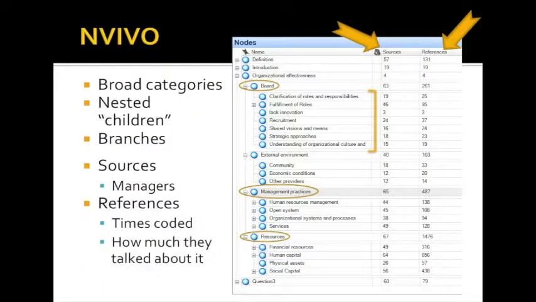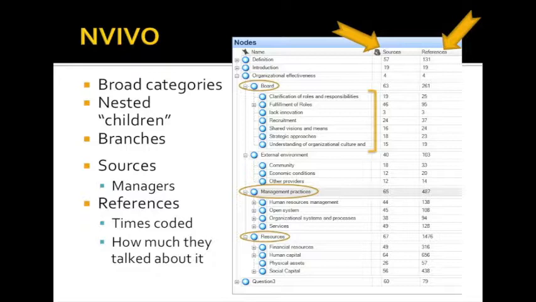So within NVIVO, you get something like this, which is these sort of broad categories, right? So the board of directors and the management practices and the resource attributes. And then within each one of these, those 4 elements there are the subcategories, or the nested or the children, that are associated with that. So this is what the data looks like when you begin to get into it and you begin to clean it. I'm going to draw your attention to 2 other elements.